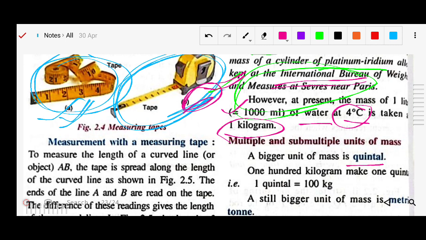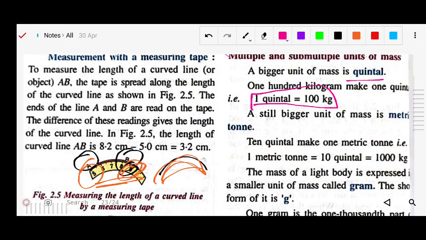There are some multiples, bigger units and smaller units. One of the bigger units is the quintal. So 1 quintal is 100 kilograms. An even bigger unit is the metric ton. 10 quintals make 1 metric ton. So 1 metric ton, 10 quintals, equals 1000 kilograms, right?